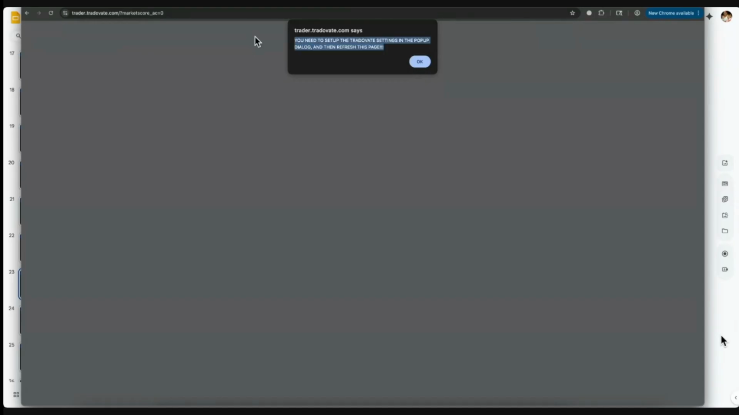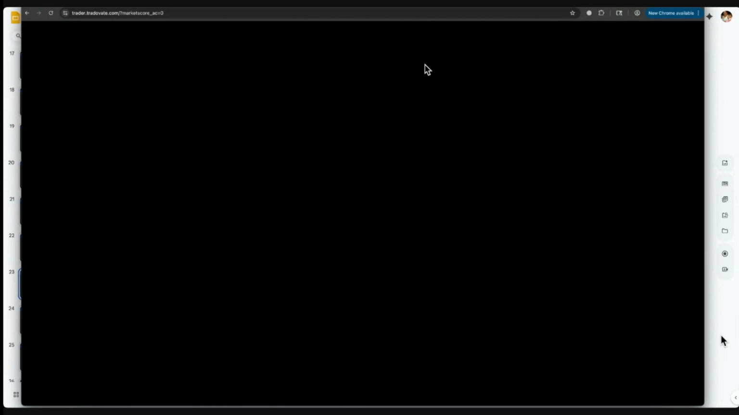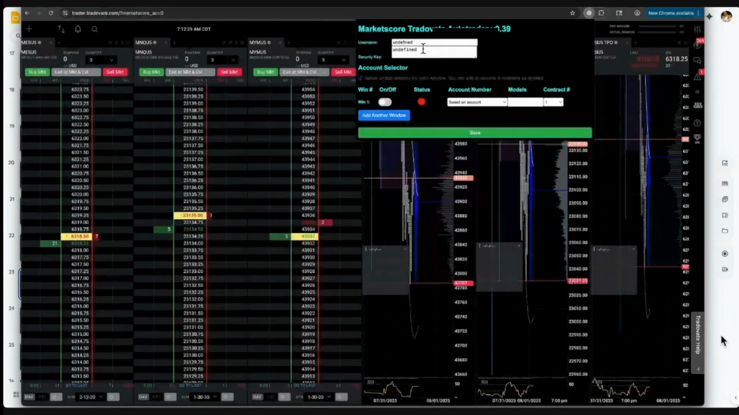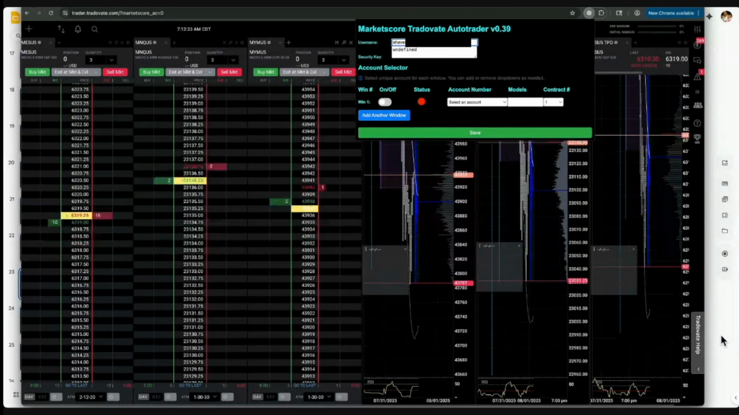When you first log into Tradovate, it will give you this notification telling you need to set it up. It logs into the account, and then you would go in and set up the Tradovate extension, which will have a username, which will be your email address, and a key. The key it's going to give right now is obviously a fake one, but it will be different for you when you're actually installing it.